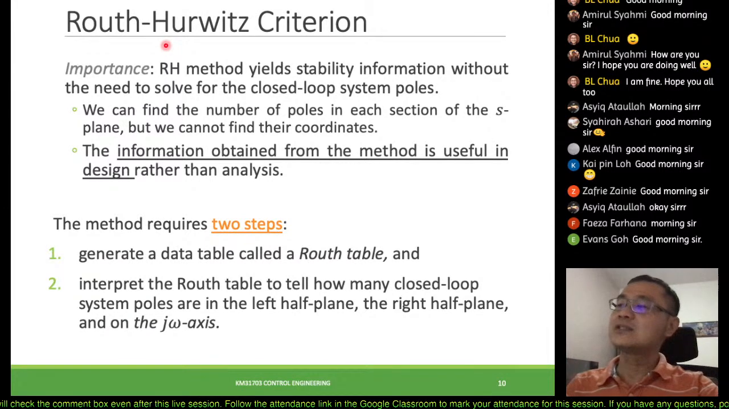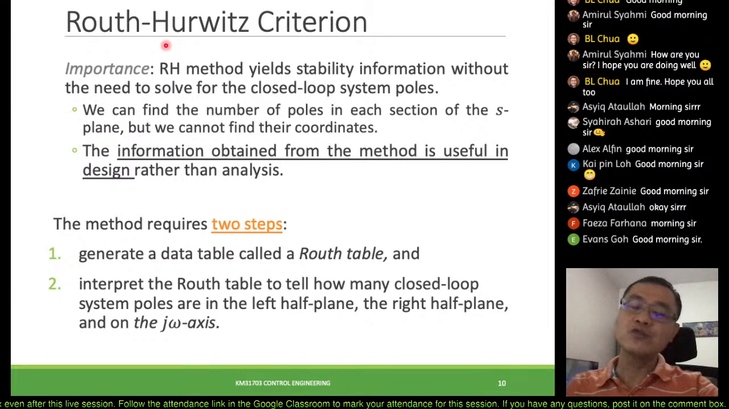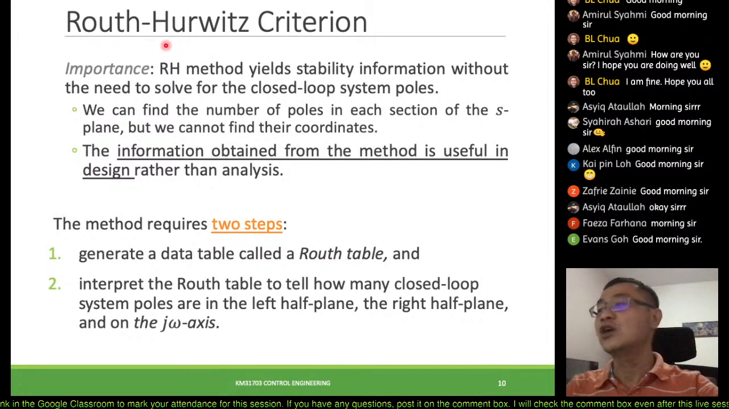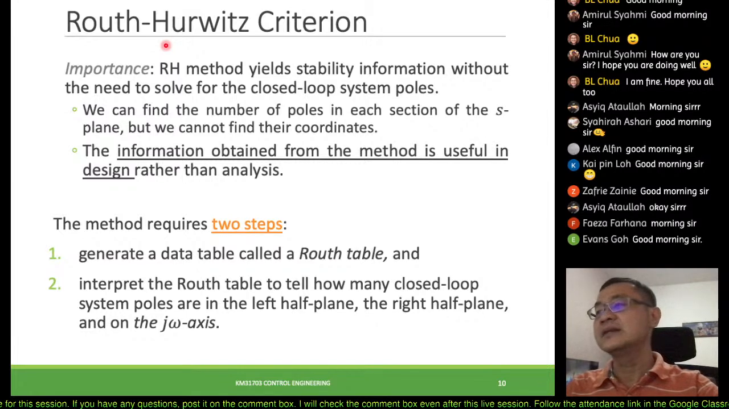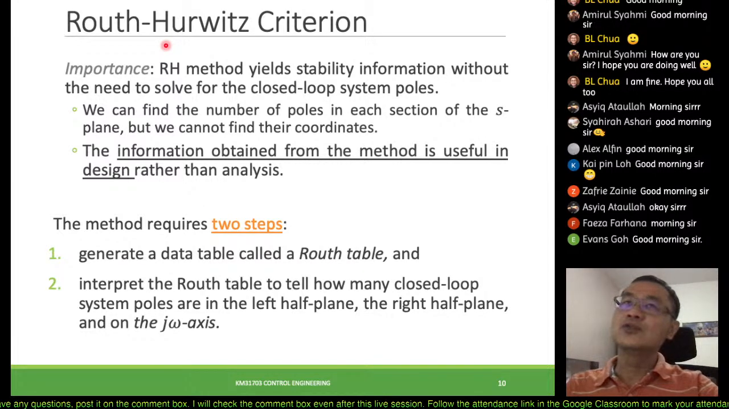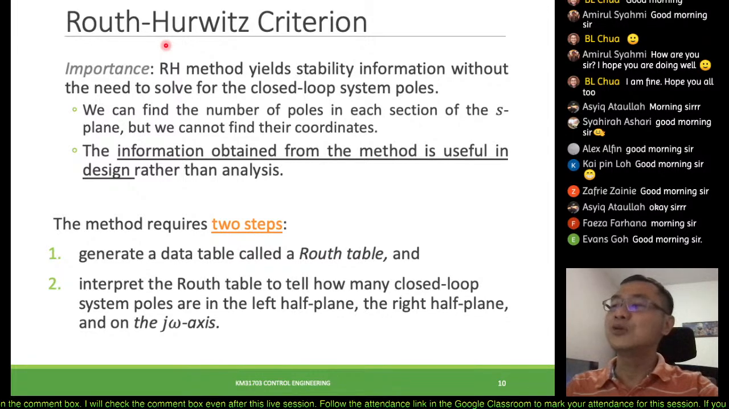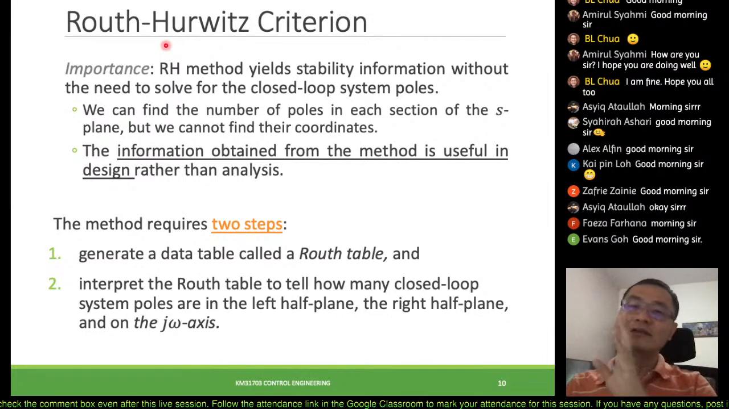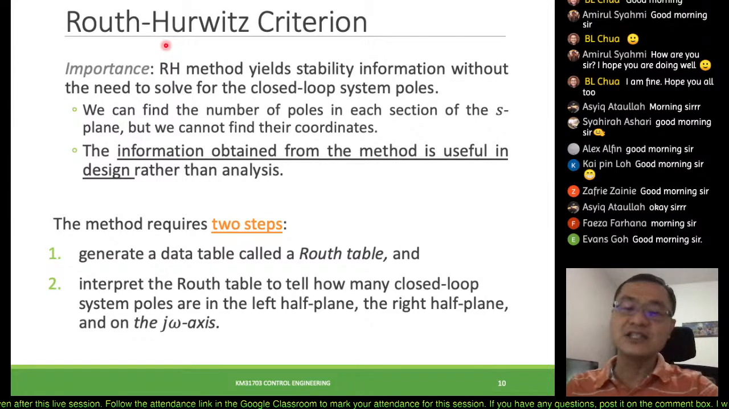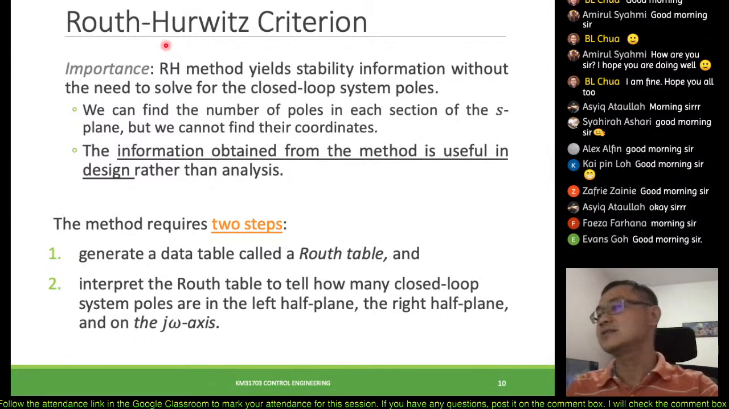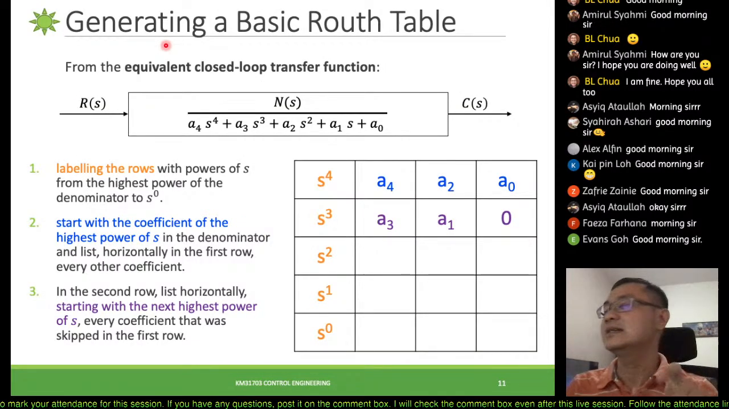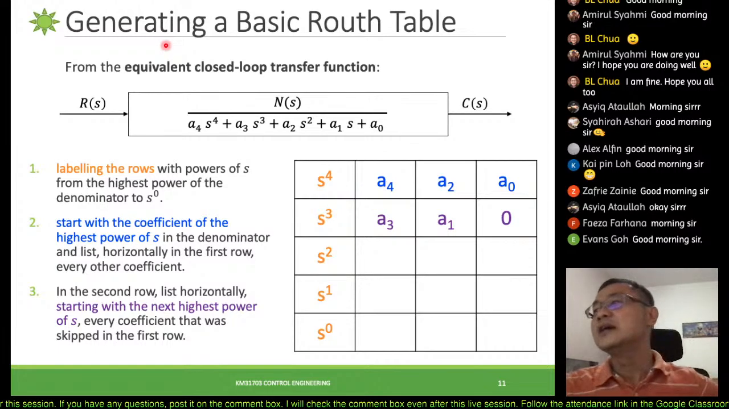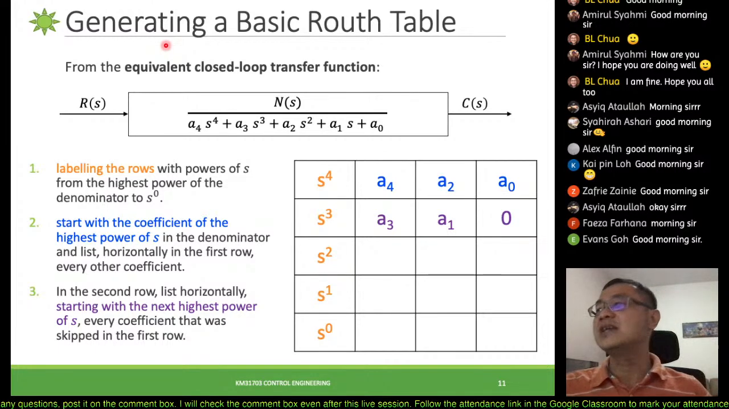So this method requires two steps. The first one is to generate the data table, which we call a Routh table, and the second one is to interpret the Routh table in order to tell us how many poles are on the left half plane, the right half plane, and on the imaginary axis, the j omega axis. So I hope the intention of this is clear now. We will move into the Routh table and how we can generate one.